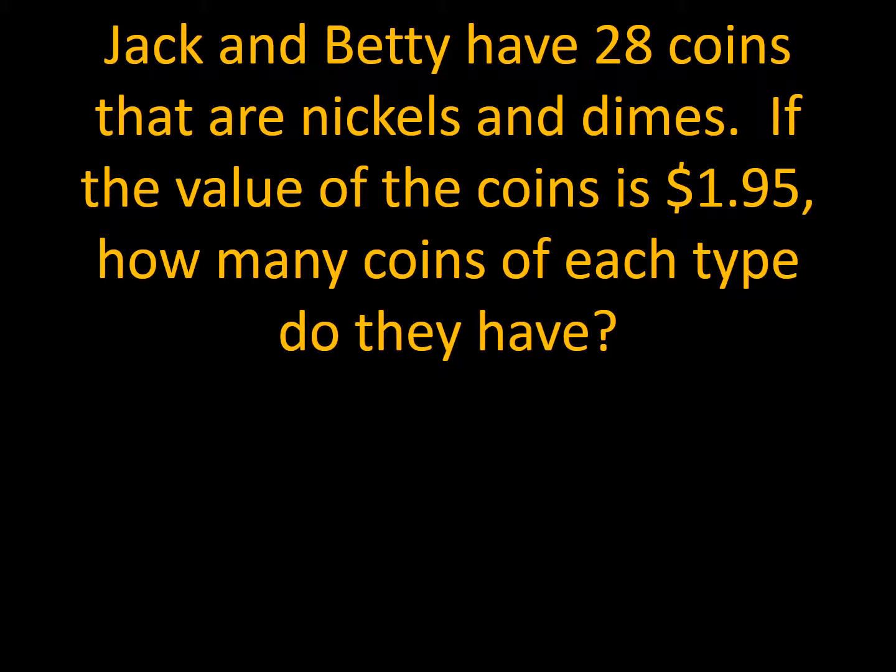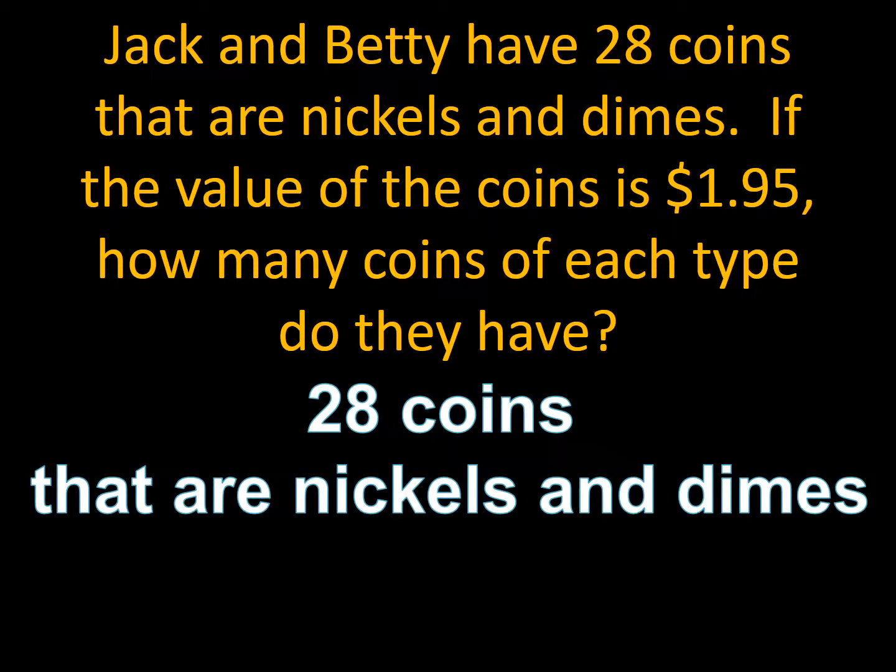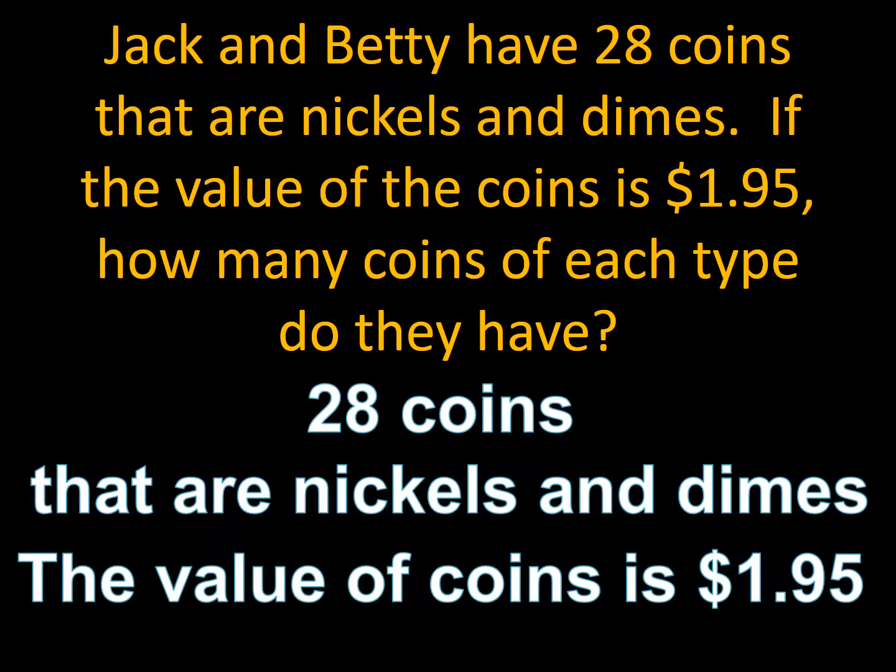Jack and Betty have 28 coins that are nickels and dimes. If the value of the coins is $1.95, how many coins of each type do they have? There are two kinds of statements found in coin problems. The first statement talks about the number of coins. The second statement talks about the value of the coins.